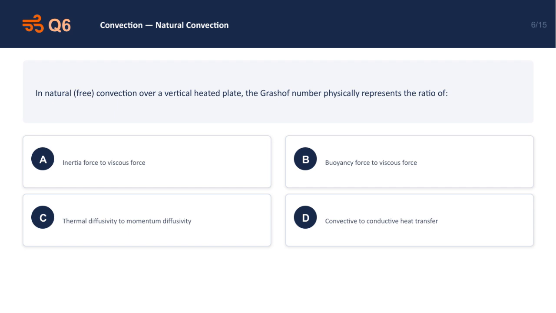This ratio helps us understand how strongly the fluid will circulate due to temperature differences. In fact, the Grashof number in natural convection is analogous to the Reynolds number in forced convection, as both quantify the relative importance of different forces influencing fluid motion. So, in this context, option B, buoyancy force to viscous force, is the correct interpretation of the Grashof number.